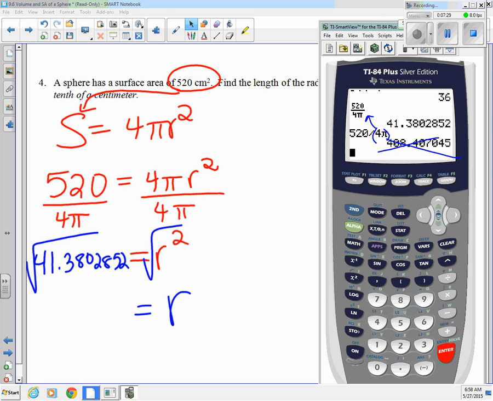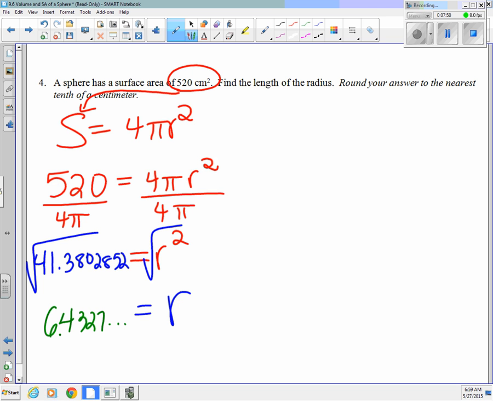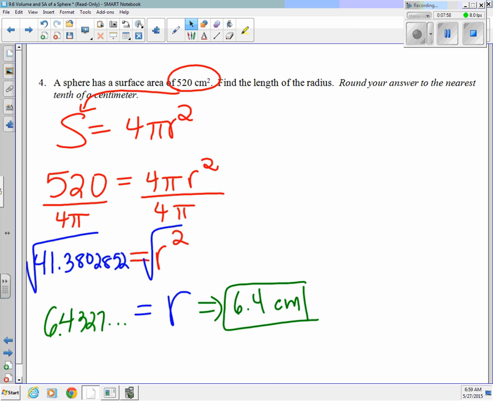So I can just come up here and grab the 41.3 or so, and I get 6.432750982, and so that's 6.4327, etc. And I'm asked to round that to the nearest tenth. So this would be 6.4 centimeters. Okay? All right, a few more.